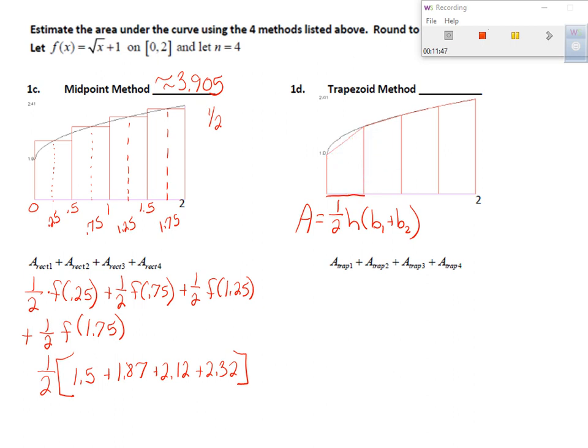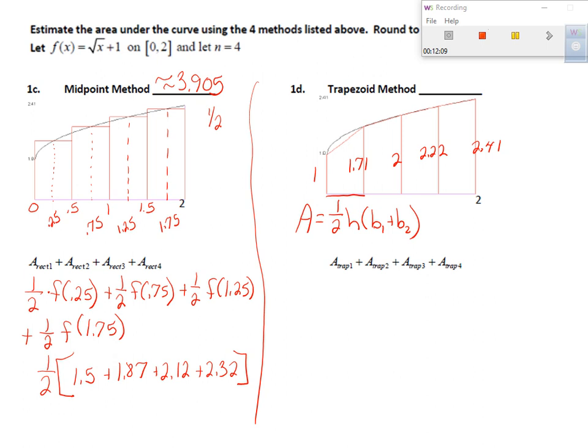I'm still going to use the numbers that we know exist from 1a. I know this number is 1. I know that this number is 1.71. This was a 2, a 2.22, and a 2.41. So guys, once we find it for one of them, we're going to keep using it. Well, here goes my trapezoid method.